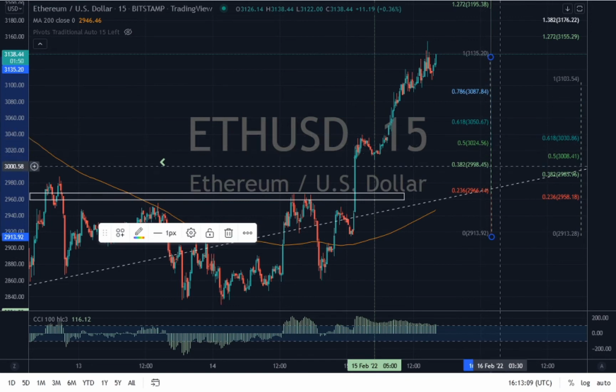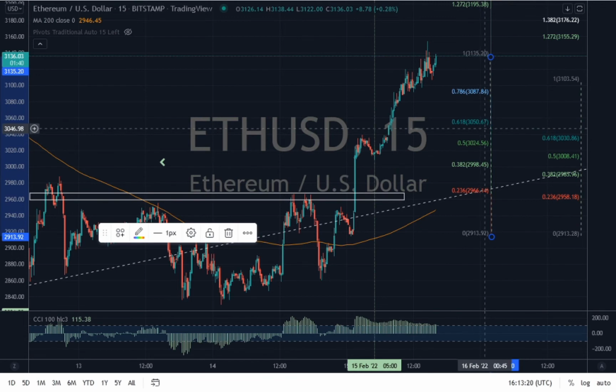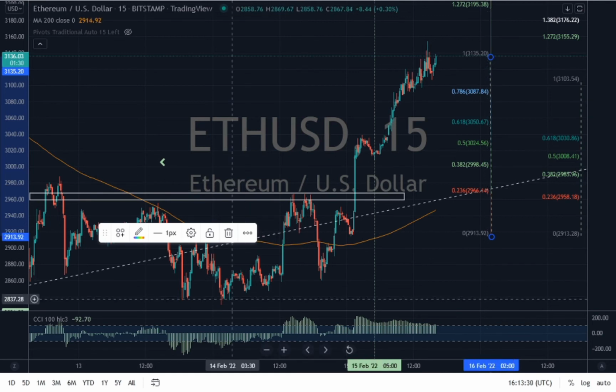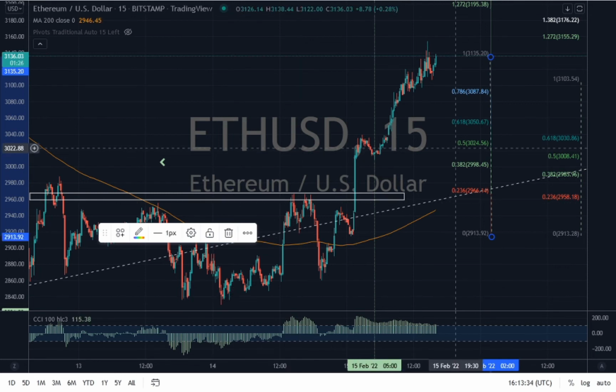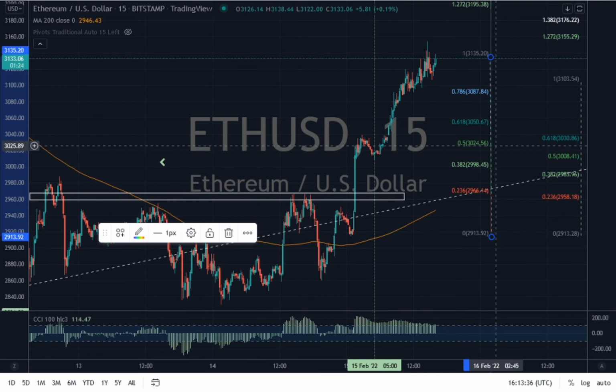You're looking at 50%, of course, and 38.2. So 3050 is actually 61.8%. 3000 is exactly 38.2. So I would divide my entries: 1/3 at 3050, 1/3 at 3025, 1/3 at 2998 or 3000. Remember, the stop gets fixed at 2700. Now this will average entry wise at 3025.